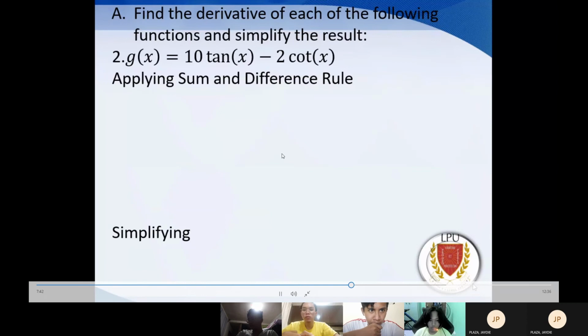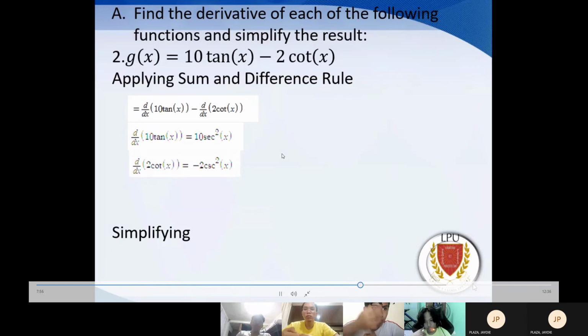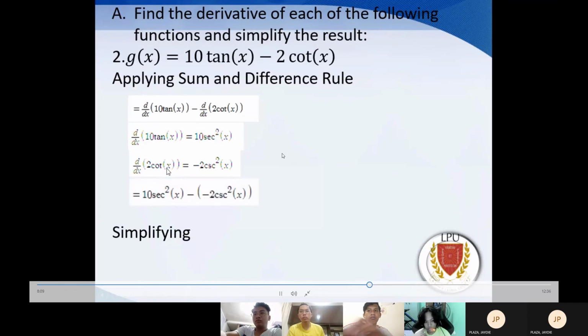For example number 2, we have g of x equal to 10 tangent x minus 2 cotangent x, applying the sum and difference rule. For this, we have the derivative of 10 tangent x is equal to 10 secant squared x. For cotangent, the derivative is, sorry, negative cosecant squared x. Since we have constants before the function, we solve for the derivative of tangent and cotangent, and then we have your answer as 10 secant squared x minus negative 2 cosecant squared x. Simplifying, the answer would be 10 secant squared x plus 2 cosecant squared x.